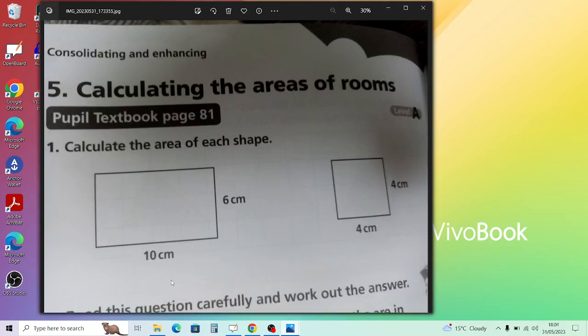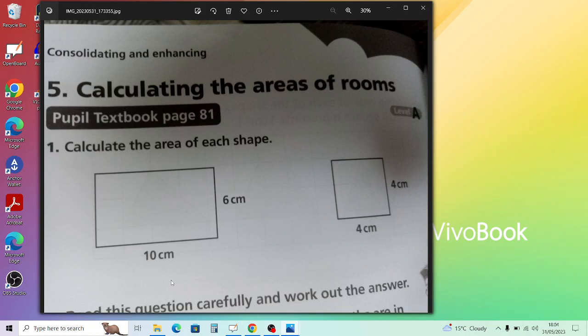So question 1, calculate the area of each shape. So we've discussed this before. We just times the length and the width together. So for the square, it'll be 4 times 4, which is 16. Just remember that you write the units correctly. So 16 centimeters squared, and squared is a little 2 at the top. That's how you do that.